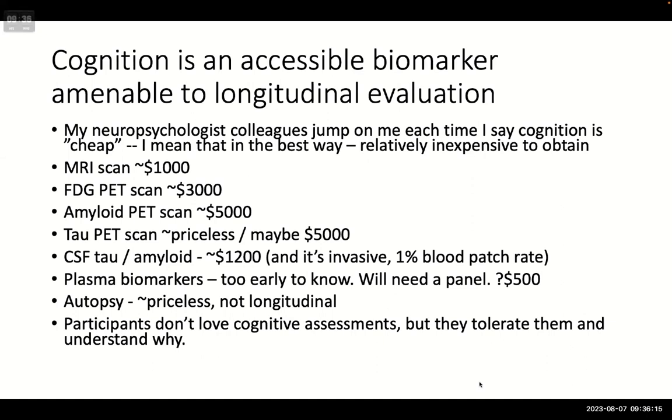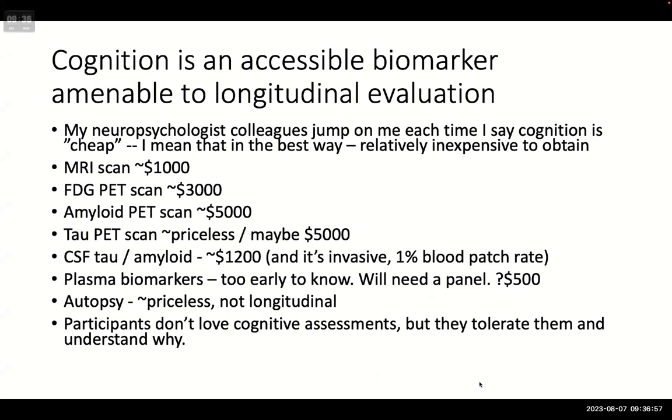So all of this leads me to think of cognition as an accessible biomarker. It's a marker of the underlying biology, not a direct marker of that biology, but an important one. And it's amenable to longitudinal evaluation. And I've written apparently multiple times now that cognition is cheap. And my colleagues from the neuropsychology world jump on me every time, which I appreciate. And they say it's not cheap. It might not cost as much as other things, but this isn't cheap. So I mean that in the best possible way, that it's relatively inexpensive to assess and obtain cognition on people.